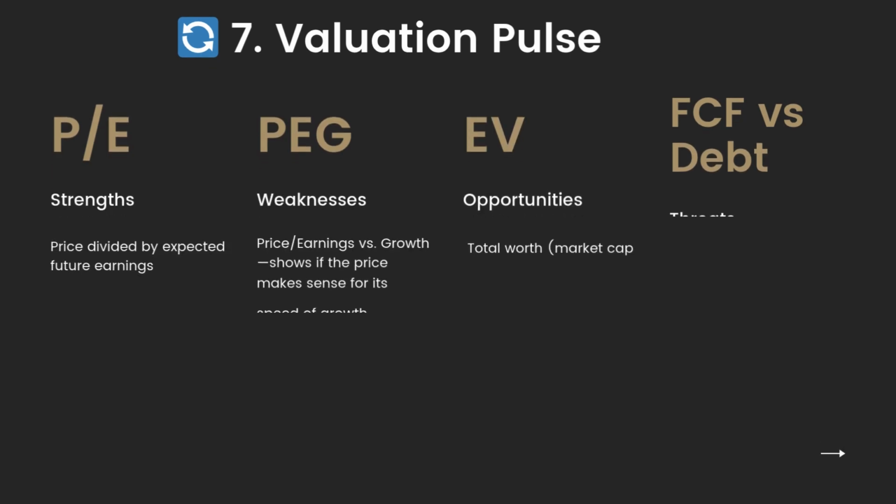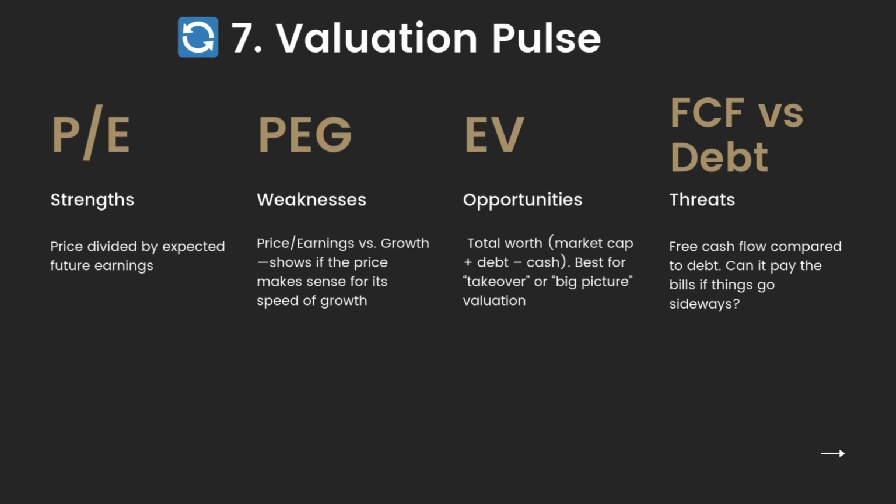Now let's get into the next pillar, which is the valuation pulse. And this is basically just talking about how expensive or cheap the stock is versus its actual growth and value. Now, I break this into the forward PE, and the forward PE is literally just the price divided by expected future earnings. And then we have the PEG ratio, which is the price earnings versus growth. And this shows if the price makes sense for its speed of growth.